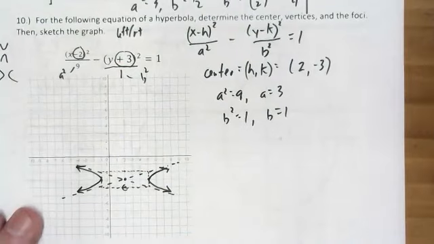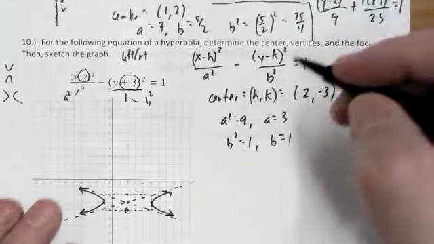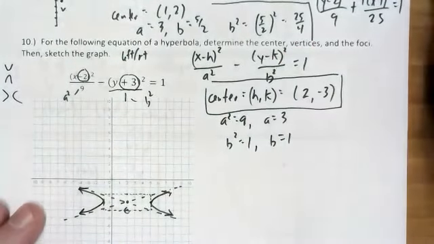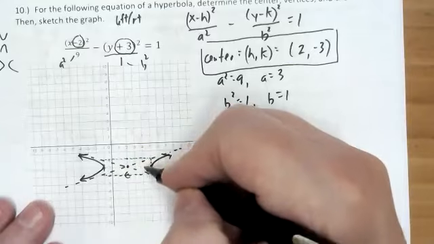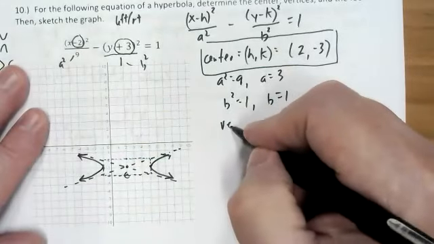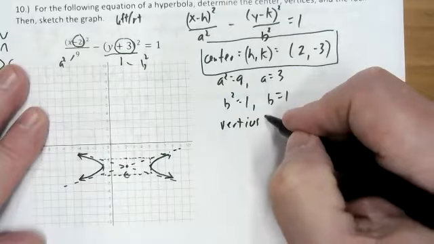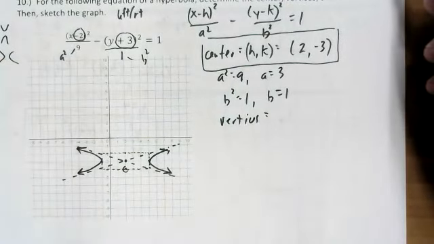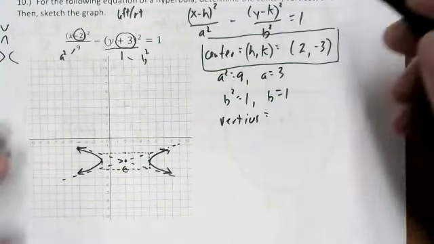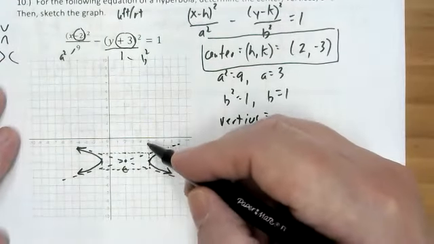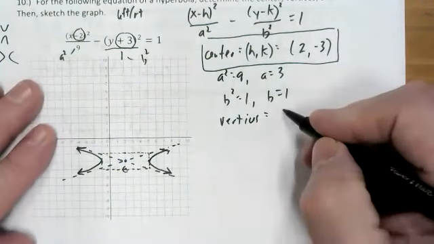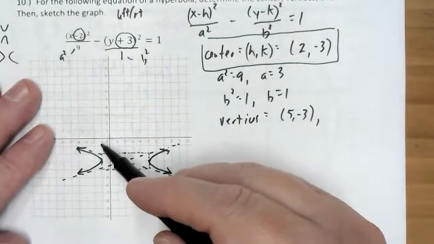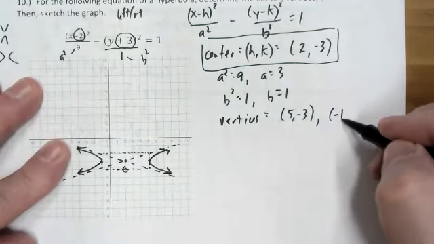So actually, we've got the sketch. We've already determined the center. The vertices, these are called the vertices. So I can figure those out. Looks like we're at 5, -3, and -1, -3.